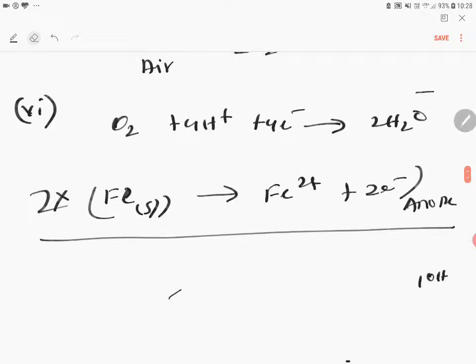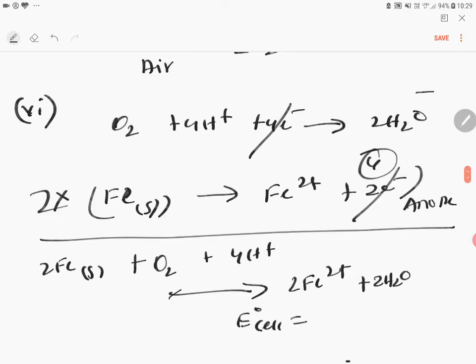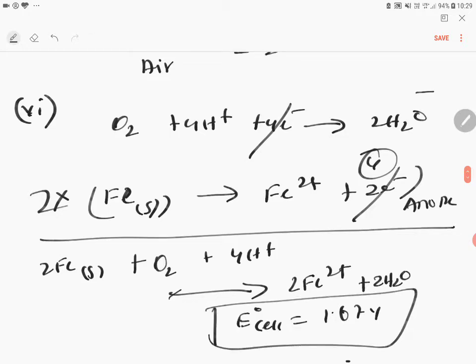So now you will get the answer: 2Fe solid plus O2 plus 4H plus giving you, electrons cancelled because 2 into 2 you will get 4 here, 2Fe2 plus and 2H2O. And you see the overall reaction is also a spontaneous redox reaction, because for the overall reaction E0 cell is equal to 1.67 volt. So therefore this is the electrochemical theory of rusting.